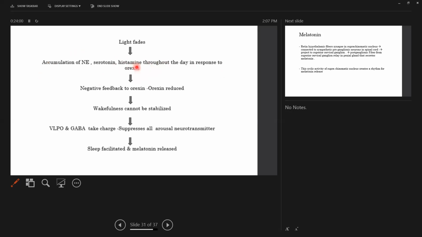So when these are present in high amounts, there is a negative feedback mechanism to orexin. So orexin is now reduced and wakefulness cannot be stabilized. Also at the same time, because adenosine was very high and adenosine led to a discharge of GABA from VLPO, sleep is facilitated.